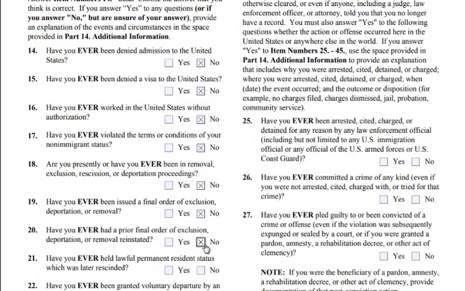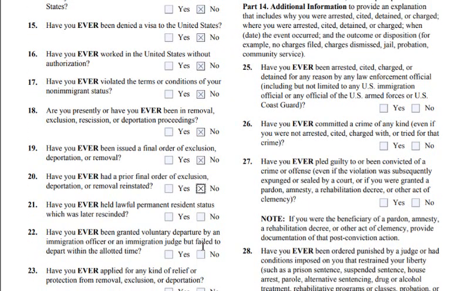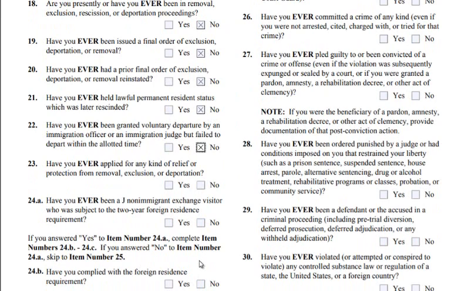Have you ever had a prior final order of exclusion, deportation, or removal reinstated? Yes or no. Have you ever held lawful permanent resident status which was later rescinded? Yes or no. Have you ever been granted voluntary departure by an immigration officer or an immigration judge but failed to depart within the allotted time? Yes or no. Have you ever applied for any kind of relief or protection from removal, exclusion, or deportation? Yes or no. Have you been a J nonimmigrant exchange visitor who is subject to the two-year or four-year residence requirement? Yes or no.